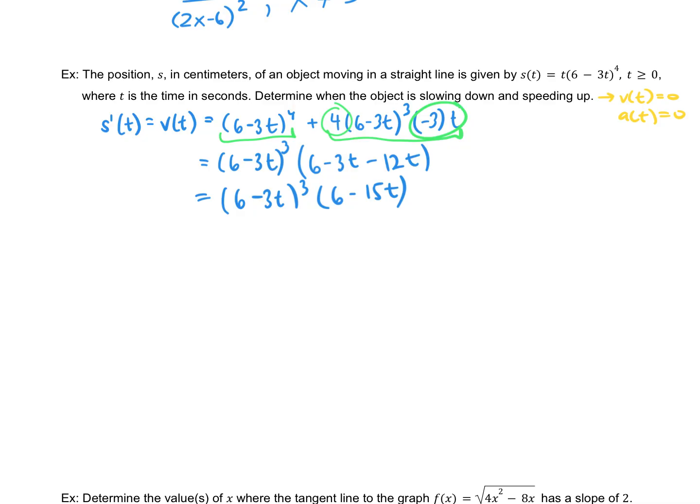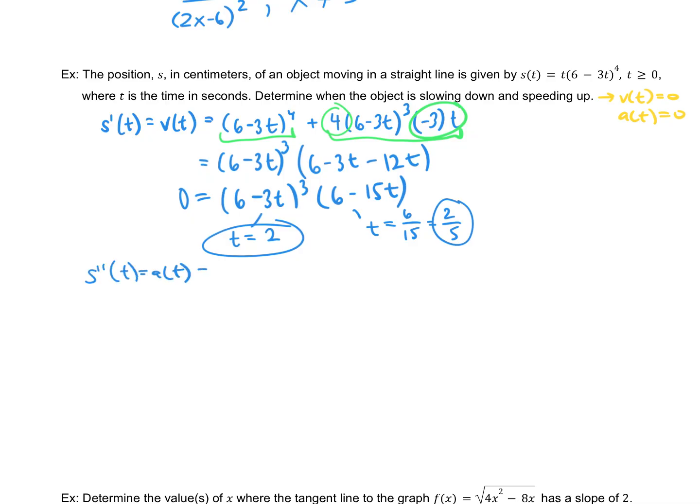Okay, perfect. If I set this equal to 0, what are my t's? In this bracket, t is equal to 2, and in this bracket, it is equal to, bring the 6 over, divide out the negative 15, so 6 over 15, reduce it, 2 over 5. So I'll keep these values in mind for my sign analysis. Now let's get that second derivative, which is our acceleration.